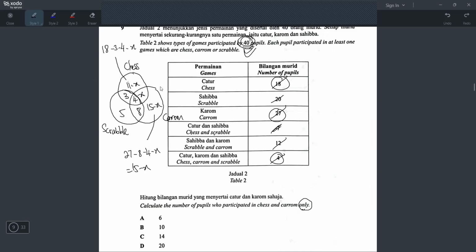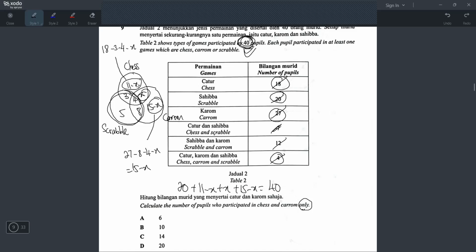And after I write like this, I can use the 40 because 40 is the total number of all students. So what I will do is I will add all this together equals to 40, all right? But I can do it fast. How can I do it fast? We all know Scrabble, the whole thing is how much? Scrabble, the whole thing is 20, right? It's written here. So 20, which is the whole thing here, plus with this 3, plus 11 minus x plus 15 minus x equals to 40.